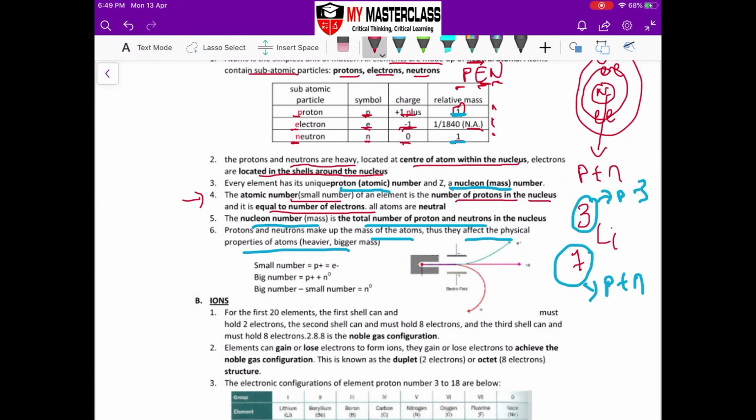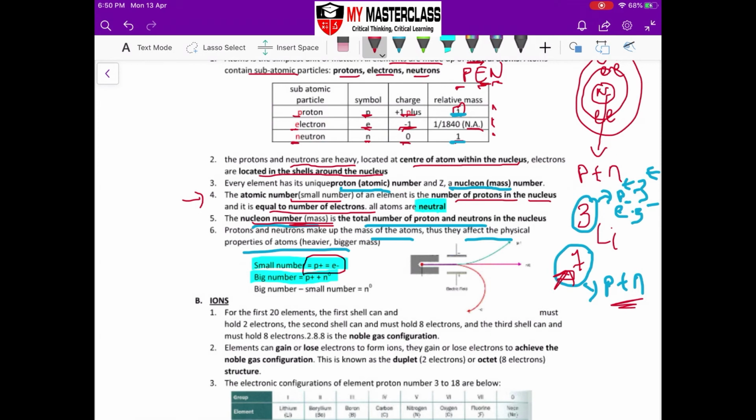My small number is P equals E. The small number, my proton number, also equals my electrons. Why? Because all atoms are neutral. So my P plus must equal the minus. My 3 plus must equal the 3 minus. So the important thing here: the small number tells me the P and E. The big number is the mass number, or nucleon number, and tells me the P plus N.